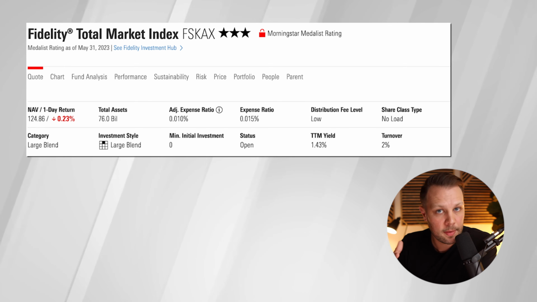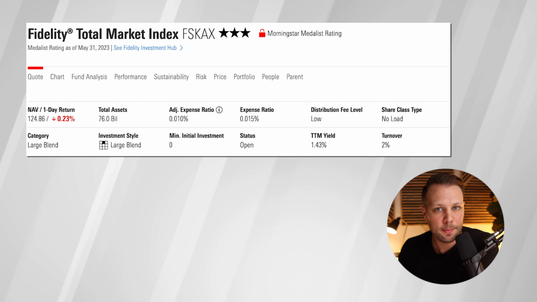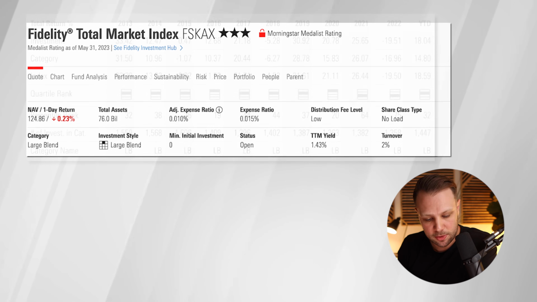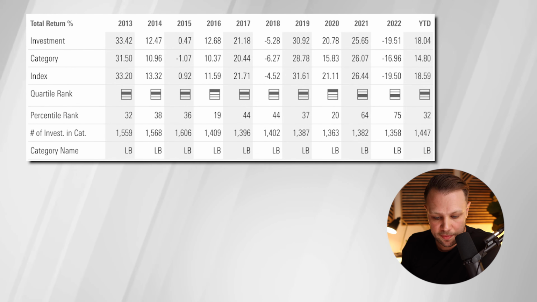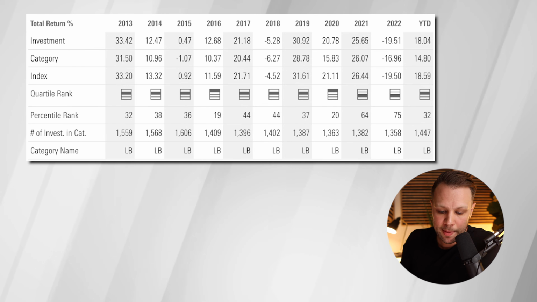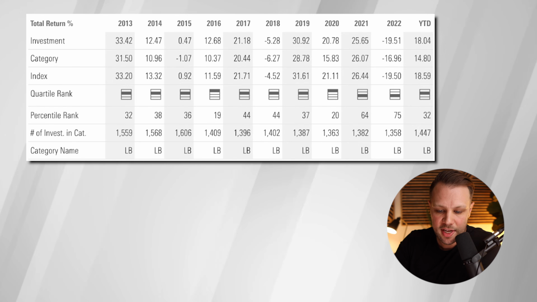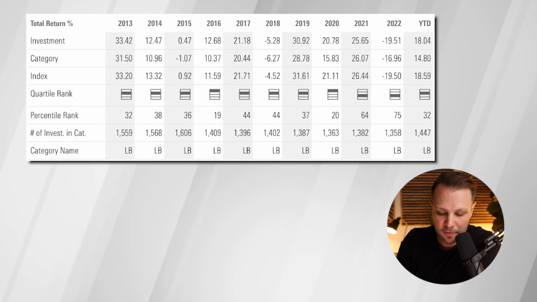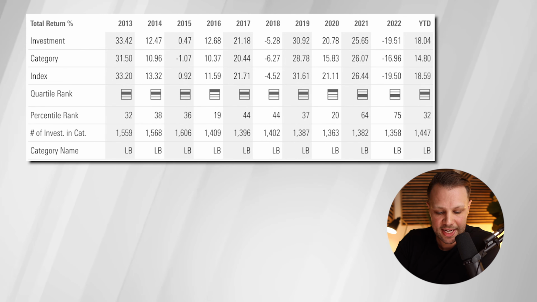So FSKAX has an expense ratio of 0.015% with a yield of 1.43% and a 2% turnover ratio. So a lower turnover ratio on this one. And the total return over time, we'll just look from 2019 on: 30%, 20%, 25%, and 18%. So in that scenario, the zero fee fund actually outperformed it slightly over the course of those last few years.